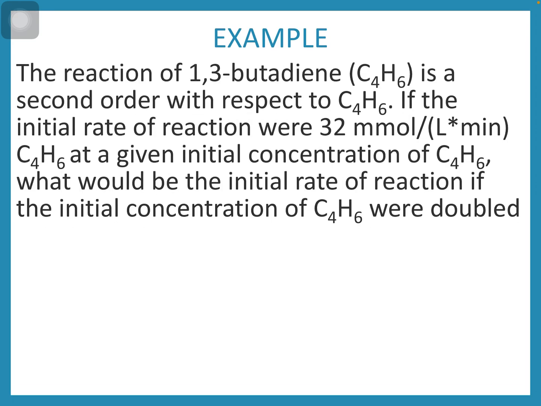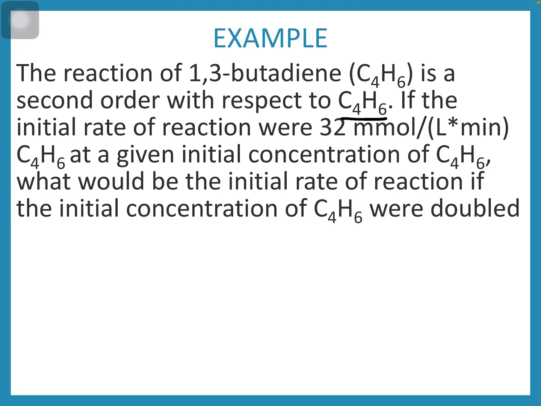Okay, we'll look at one last example together. So if I have the reaction of 1,3-butadiene, and that is a second order reaction with respect to 1,3-butadiene. So if the initial rate of reaction is 32 millimoles per liter per minute at a particular initial concentration, what would be the initial rate if the initial concentration is doubled?